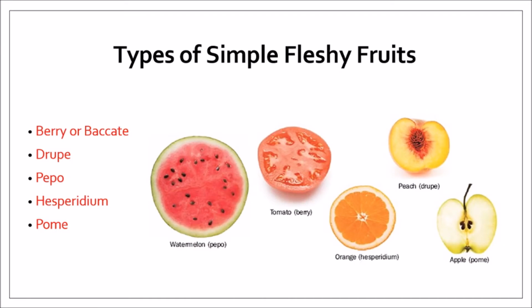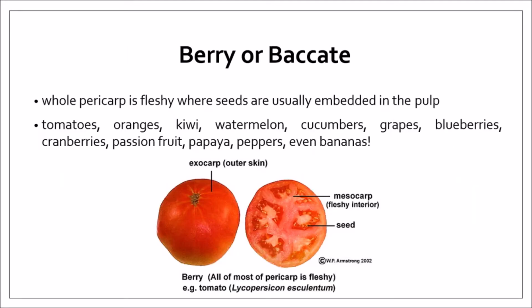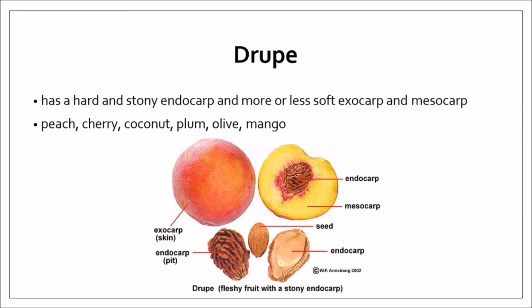Here are some types of simple fleshy fruits: berry or bacate, drupe, pepo, hesperidium, and pome. If the whole pericarp of a fruit is fleshy and seeds are usually embedded in the pulp, then it is considered a berry or bacate. If a fruit has a hard and stony endocarp and more or less soft exocarp and mesocarp, then it is called drupe.